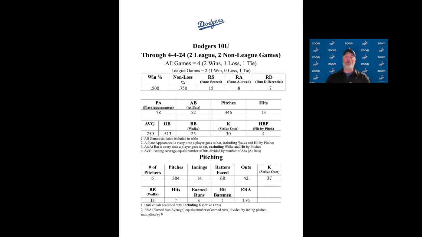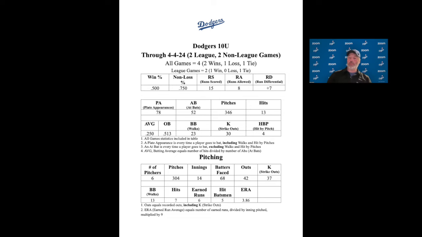So we've played four games so far. We've played two league games and two non-league games. Of those four games, we have two wins, one loss, and one tie. So if you look at that first table, we have a winning percentage of .500. That means we've won two out of four games. Our non-loss percentage is .750. That means two wins plus one tie. Three of the four games we've played, we have either won or tied. That's why our percentage is .750.